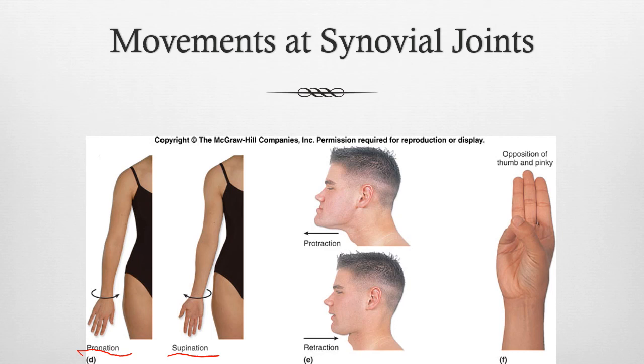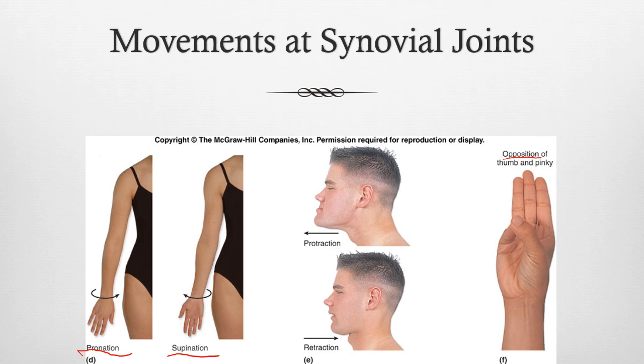In the hand, the special movement that we're able to do is opposition. We can do opposition of the thumb, meaning that the tip of the thumb can touch the tip of each individual finger. You can touch the tip of your thumb to each of the other fingers, all the digits from 2 through 5.